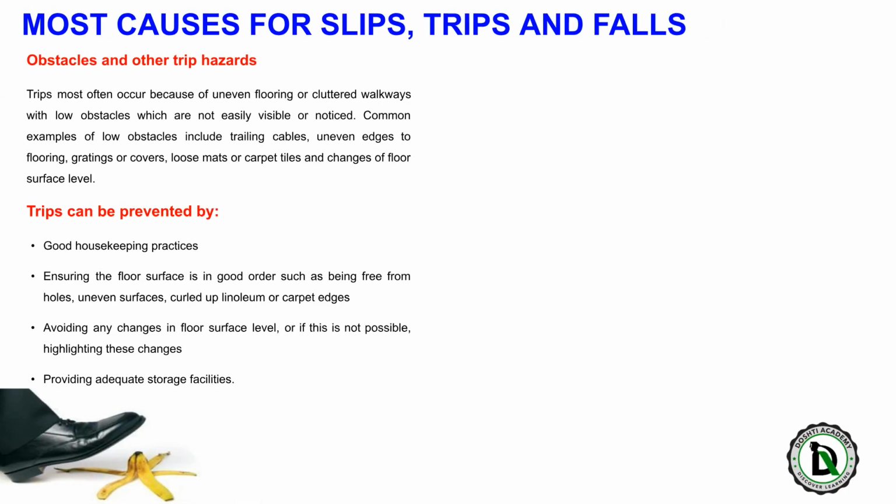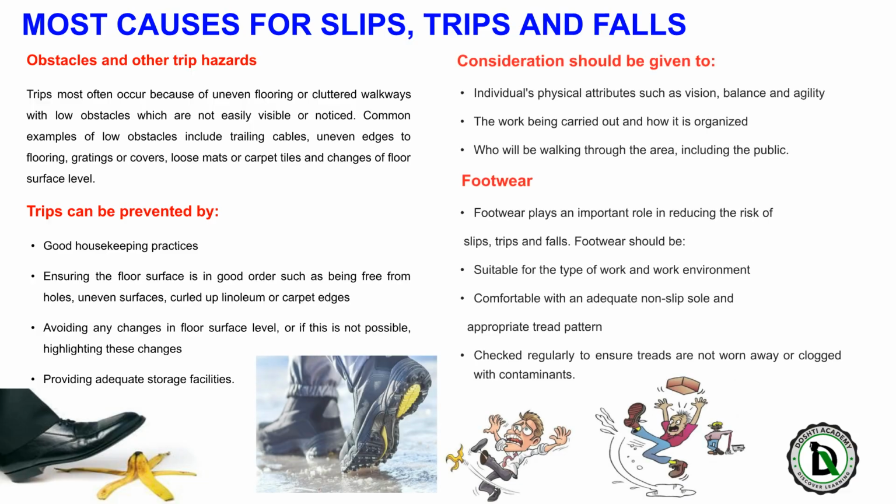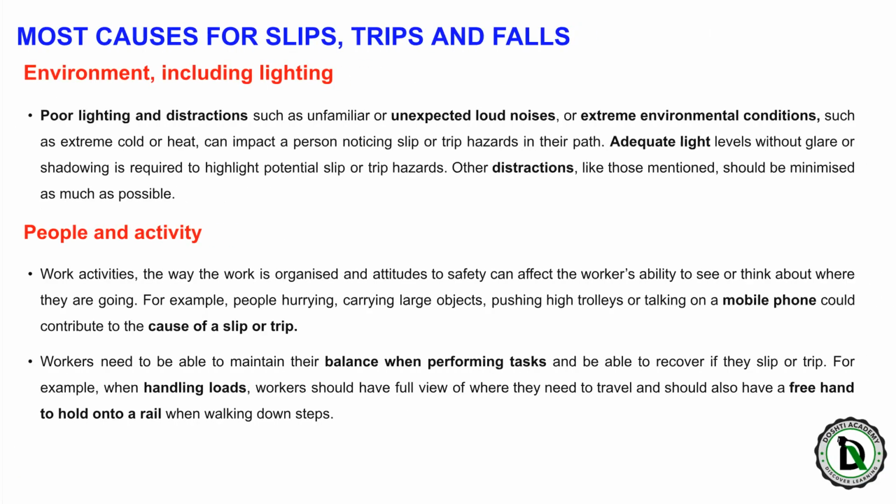Trips are often caused by uneven flooring, clutter, trailing cables, or changes in floor level. Prevention methods include good housekeeping, ensuring the floor surface is in good order, highlighting changes in floor level, and providing adequate storage. Footwear is also critical. It should be suitable, comfortable, and have adequate non-slip tread.